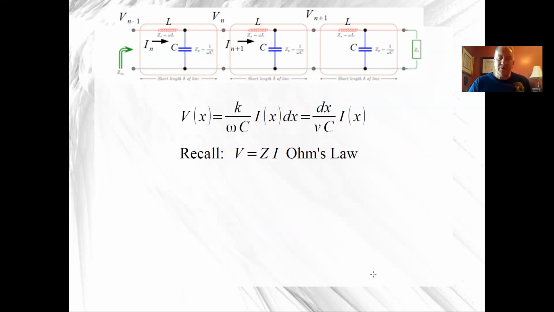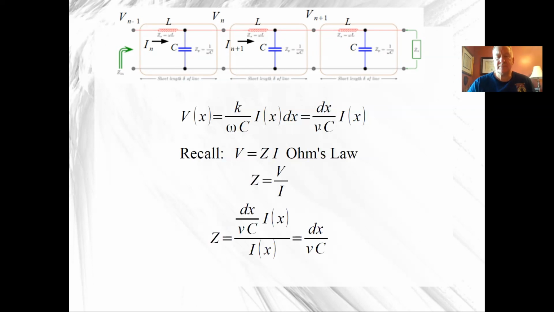So for this cable, we know this is what V is. It's equal to dx over vC times I. So in that case, Z must be equal to dx over vC, where v is the velocity. So our impedance for the cable is equal to dx over vC.